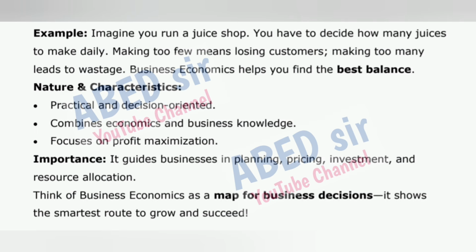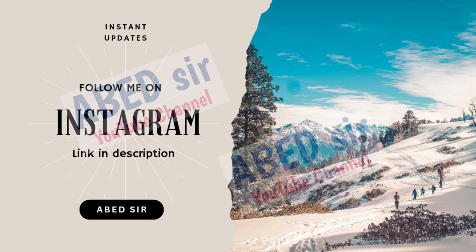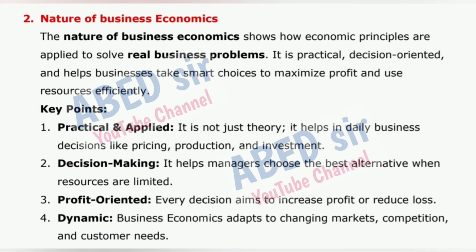Nature and characteristics: practical and decision-oriented, combines economics and business knowledge, focuses on profit maximization. Importance: it guides businesses in planning, pricing, investment, and resource allocation. Think of business economics as a map for business decisions. It shows the smartest route to grow and succeed. Next important short question is 2.